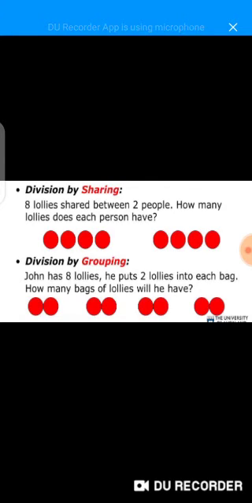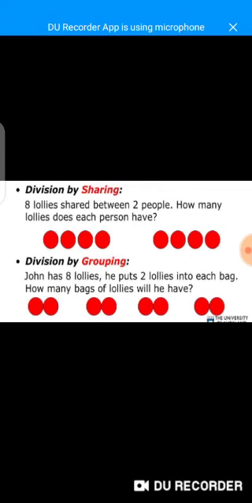Then when we are dividing by grouping, for example, John has 8 lollies. He puts 2 lollies into each bag. How many bags of lollies will he have? When we are dividing by grouping, the difference is how we get our answer: counting the number of groups. So let's count the number of groups here. 1, 2, 3, 4.